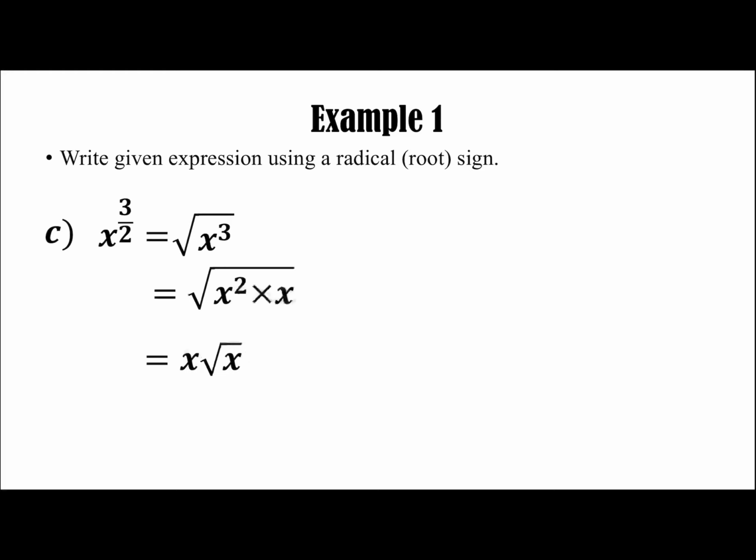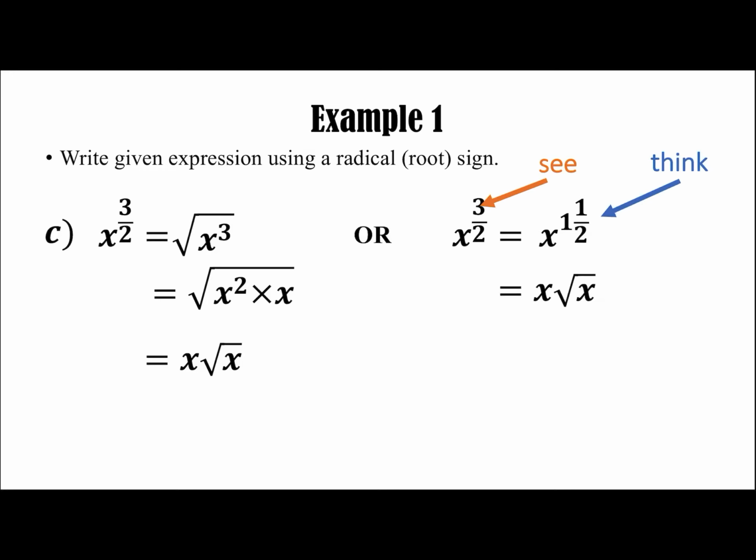You can also think of this in another way. 3 over 2 is an improper fraction, so it can be converted into a mixed numeral. So x to the power 3 over 2 is x to the power 1.5. So 1.5 is 1 plus half. So I could write x to the power 1 as x outside and x to the power half as square root of x.